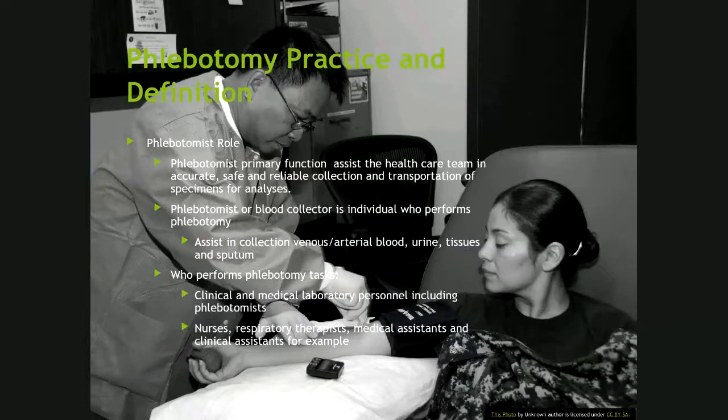So the phlebotomist's role: the phlebotomist's primary function is to assist the healthcare team in accurate, safe, and reliable collection and transportation of specimens for analysis. The phlebotomist or blood collector is an individual who performs phlebotomy. They also assist in collecting venous, arterial blood, urine, tissues, and sputum. Who performs phlebotomy tasks? Clinical and laboratory personnel, including phlebotomists, nurses, respiratory therapists, medical assistants, and clinical assistants, for example, or others who might perform phlebotomy tasks as well.